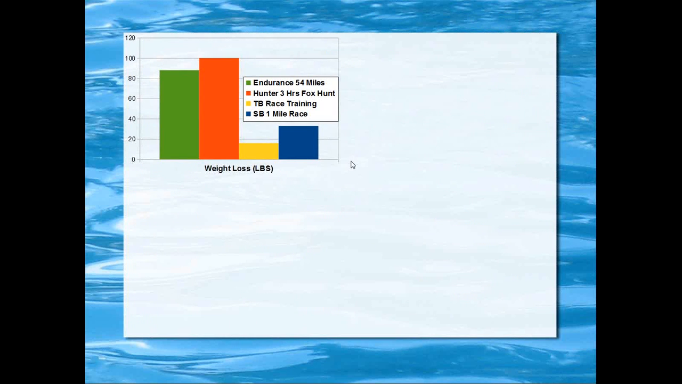In this table, we have an endurance horse that ran a 54-mile race. We have a hunter that fox hunted for 3 hours. We have a thoroughbred that did some training prior to a race, and a standardbred who ran a 1-mile race. So that hunter who worked 3 hours chasing fox lost, depending upon the horse, almost 100 pounds of body weight in water.